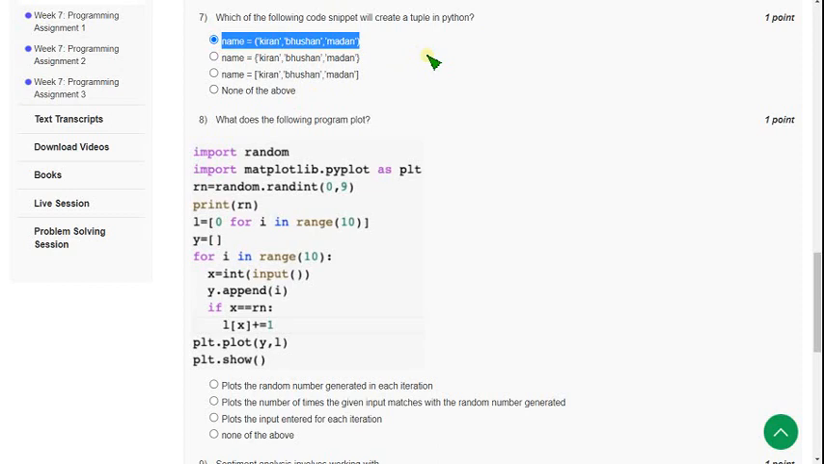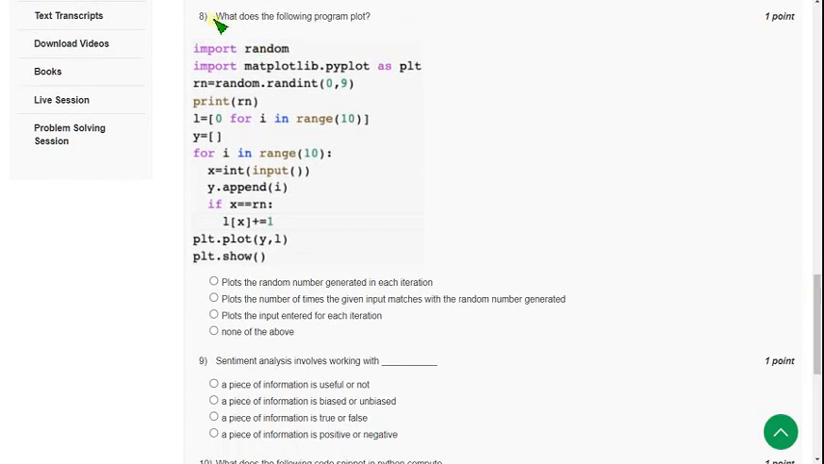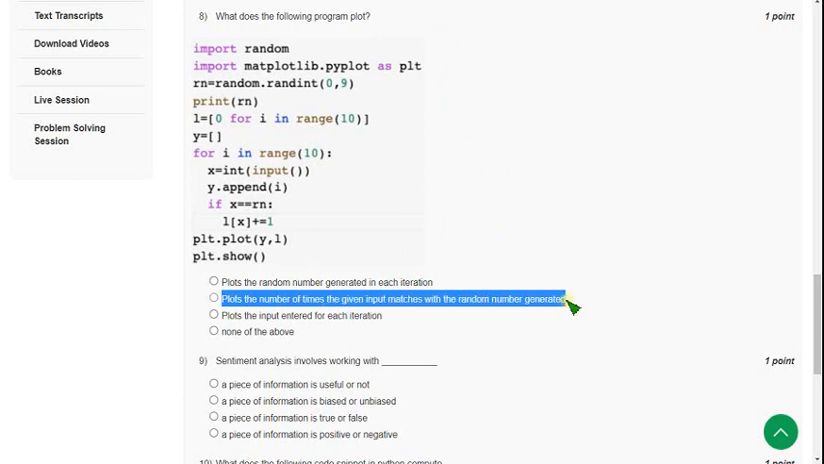Moving on to 8th question. What does the following program plot? So they are asking the output of the program and how it will plot. Output means how it will plot the program. So for 8th question, the answer is second option. Plots the number of times the given input matches with the random number generated. So mark second option.